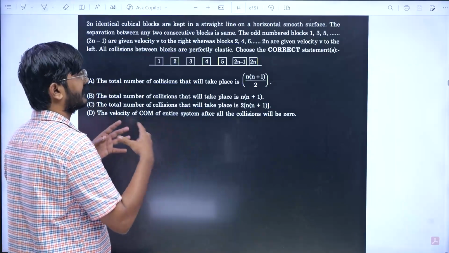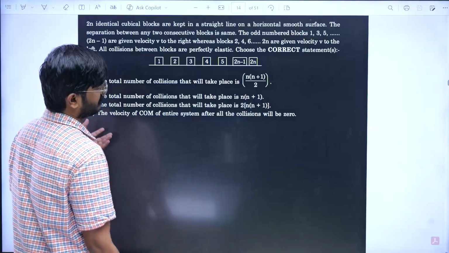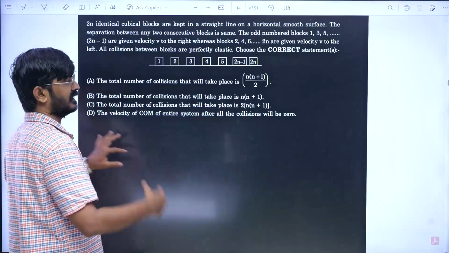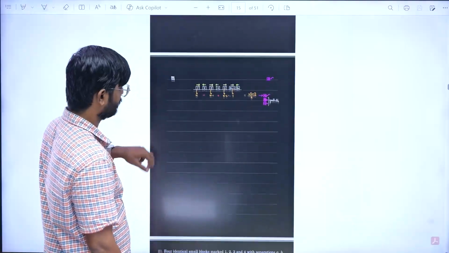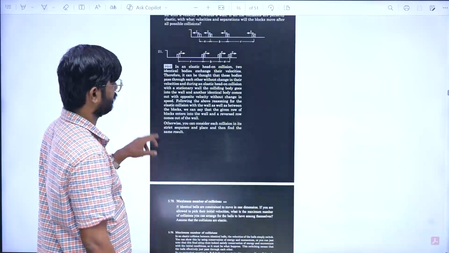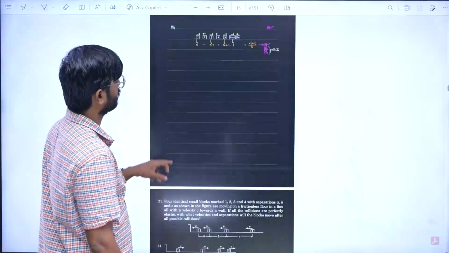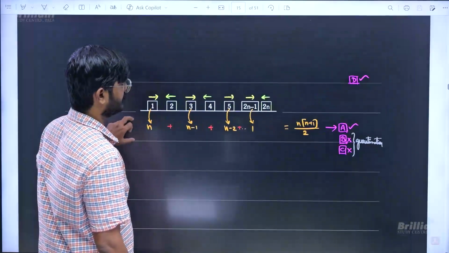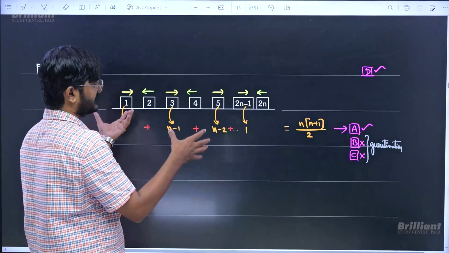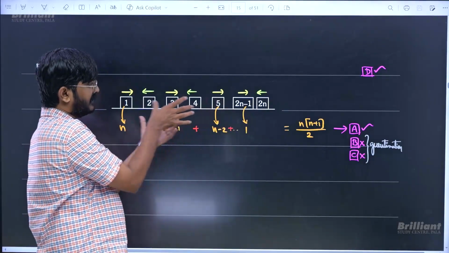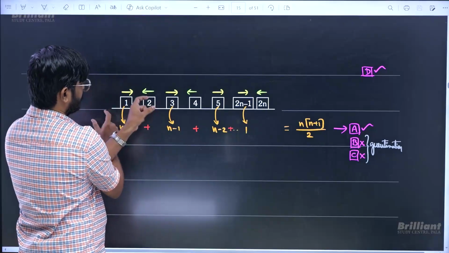So when they hit, they are going to exchange their velocities. Exchanging their velocities is similar to one passing through the other. You would have understood that from the class, or you can look into these examples if you didn't pay attention in the class. So it looks like they will be passing through each other. Now if you notice the odd numbered blocks and the even numbered blocks, they will simply be passing through each other. You can visualize it like this: 1 and 2 will pass through each other.